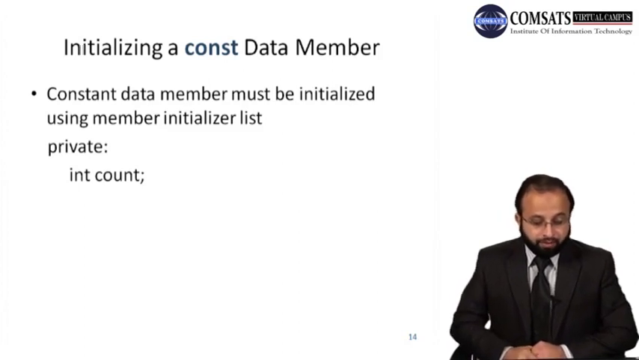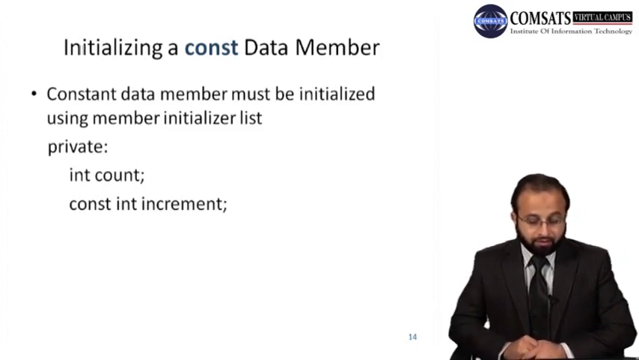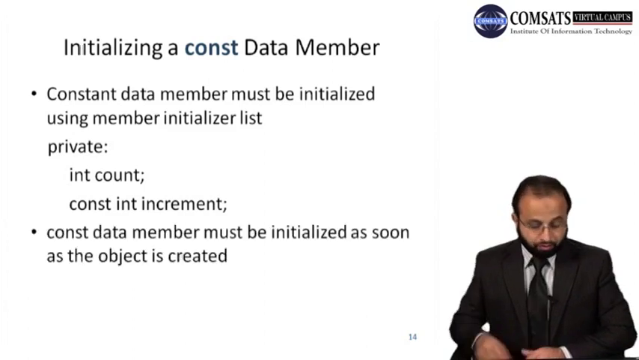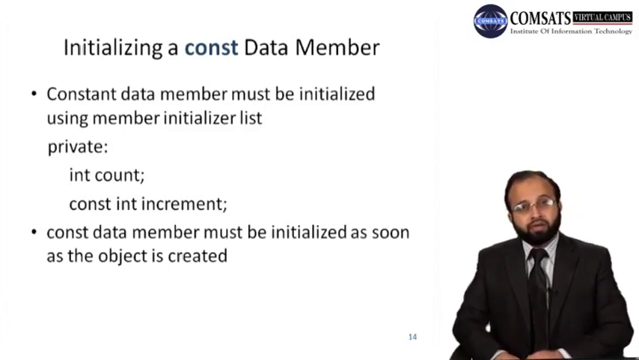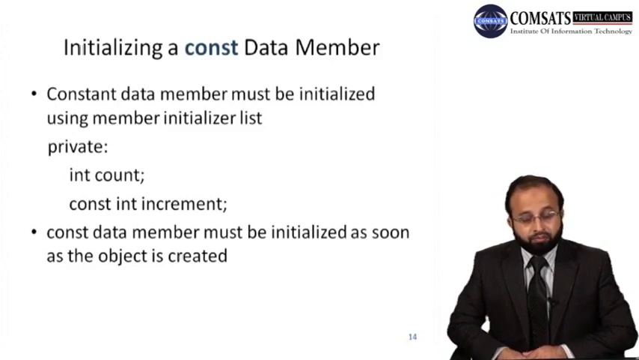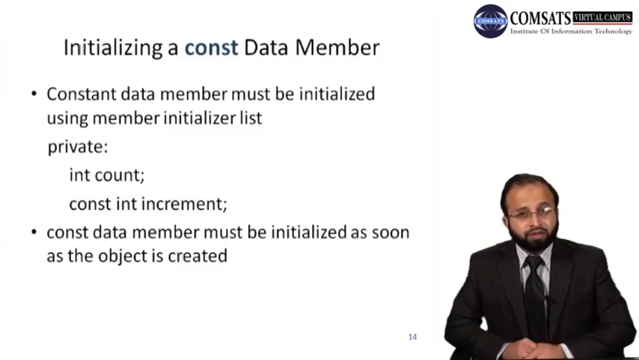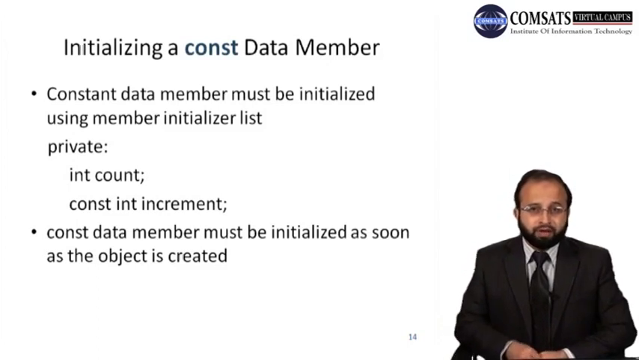So let's assume an example. We have a private data member count, and then increment, that is also a constant. Now a constant data member must be initialized as soon as the object is created. So as soon as the object is made, you have to initialize the constant data member, because it's the same case when the object is constant. Whenever you create a constant object, you have to initialize it with some value. Then afterward in the program, these values won't be able to change.